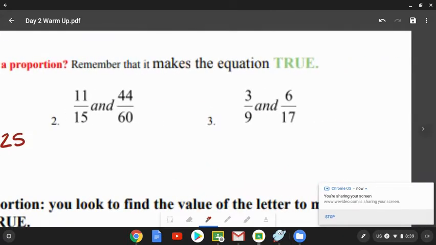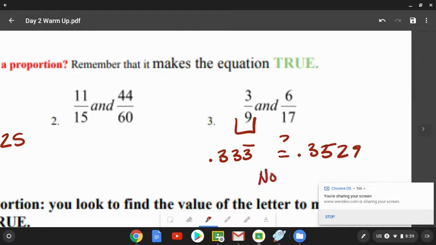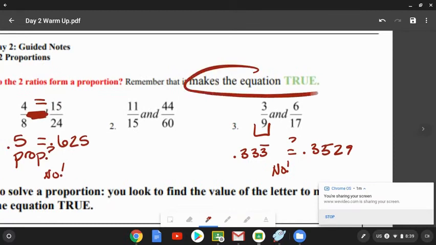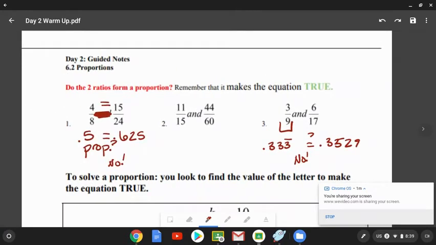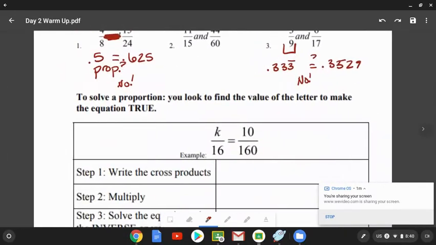All right. Just looking at this third one, 3 over 9. When you type this into the calculator, you get 0.333333 repeating. And when you type in 6 over 17, you get 0.3529. So are those a proportion? Those are not a proportion. Please remember, it makes the equation true. These two, questions 1 and question 3, are not proportions.